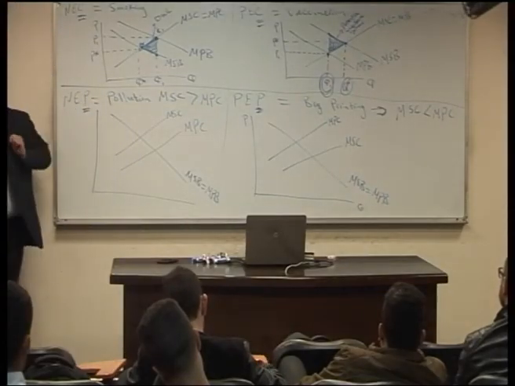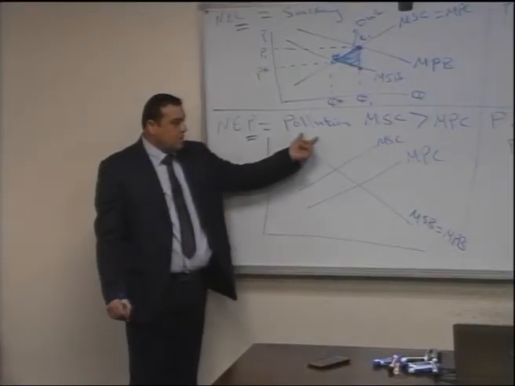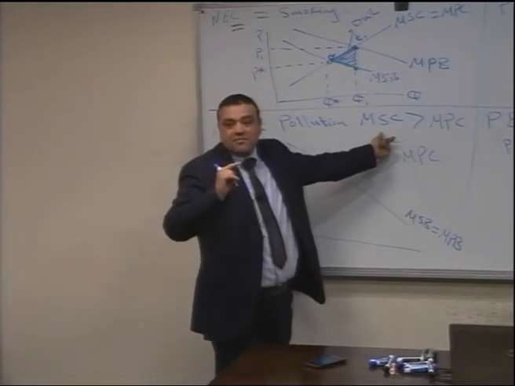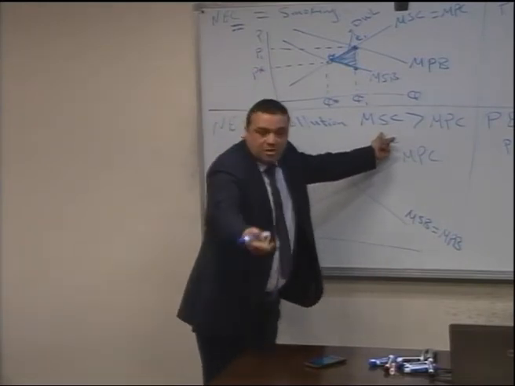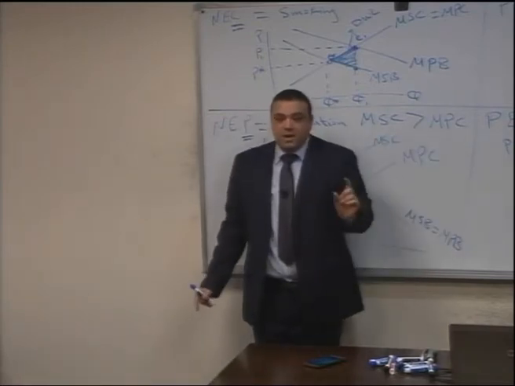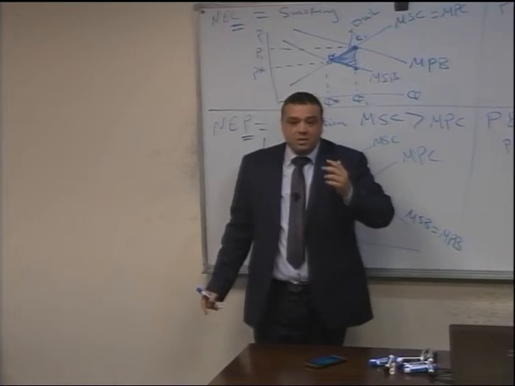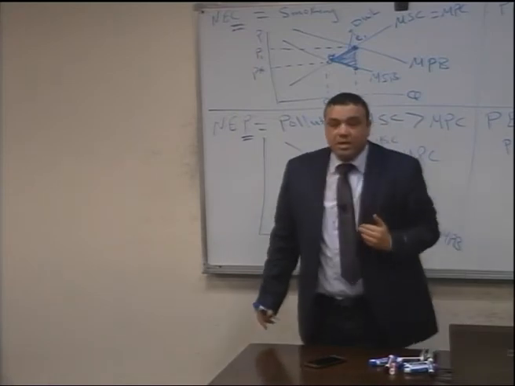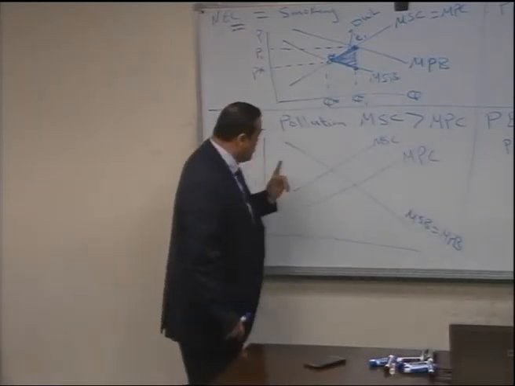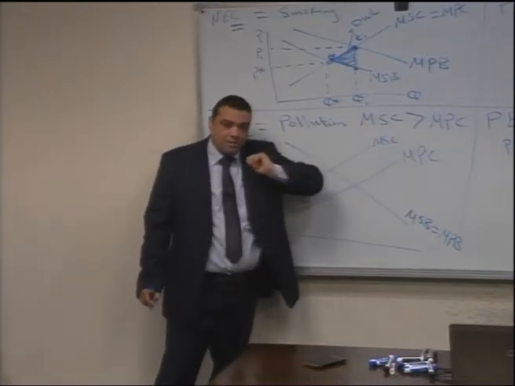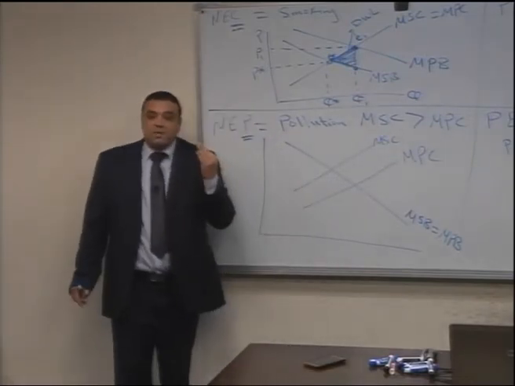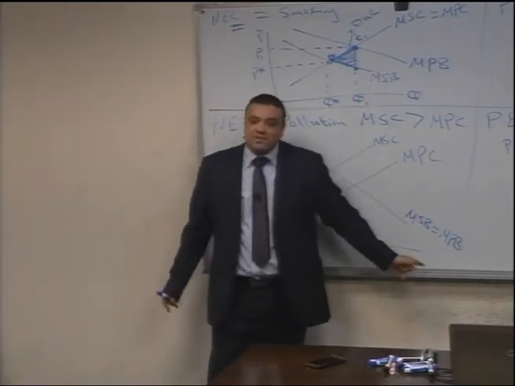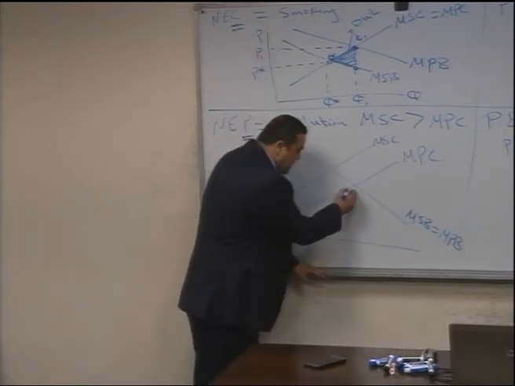Negative externalities of production. With pollution, the marginal social cost, the negative impact on the community, is bigger than the private cost. The paint factory pays its private cost, but the cost on the community is larger. So the marginal social cost is bigger than the marginal private cost. What is the private equilibrium? The marginal private benefit equals the marginal private cost.